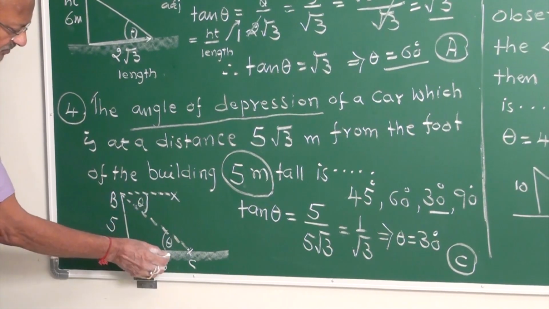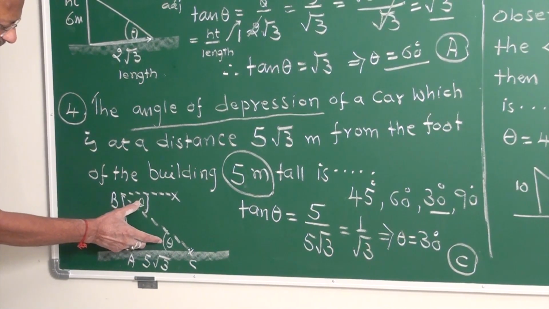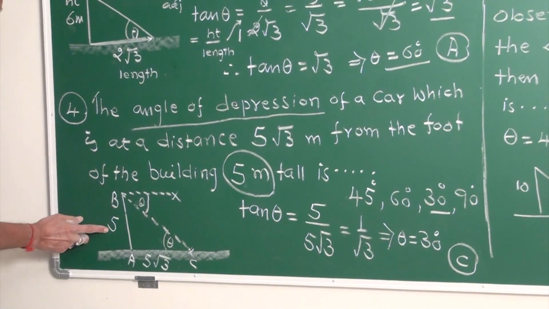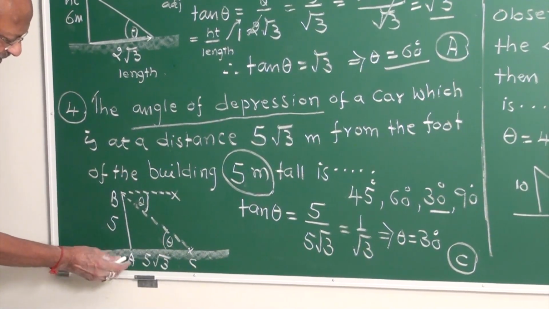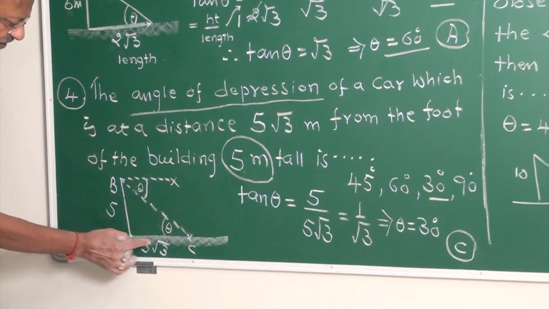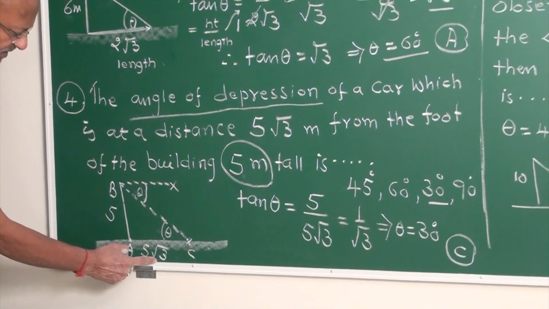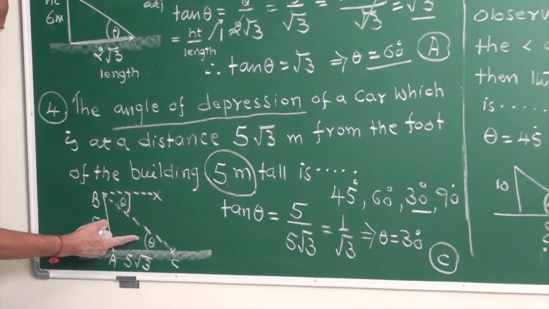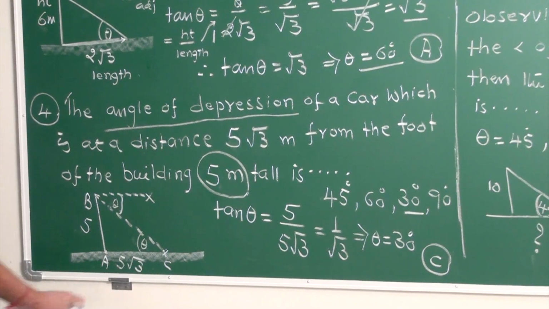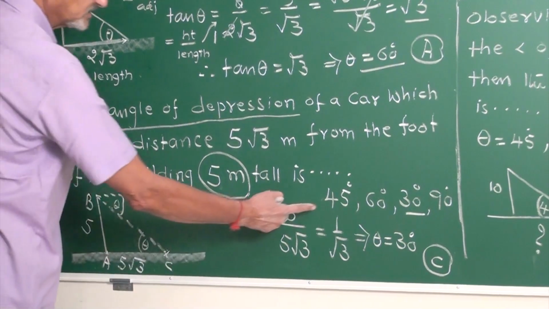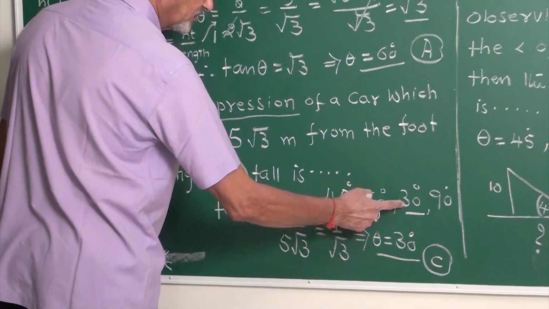Then from your geometry, these two are alternate angles. This is theta. This is theta. The height of the building is 5. The distance from the foot of the building to the car is 5 root 3. Then you want to know what is theta? Same thing. Tan theta equals 5 upon 5 root 3. 5 cancels, 1 by root 3. 1 by root 3 means what is your angle, my friend? 30. What is the option?